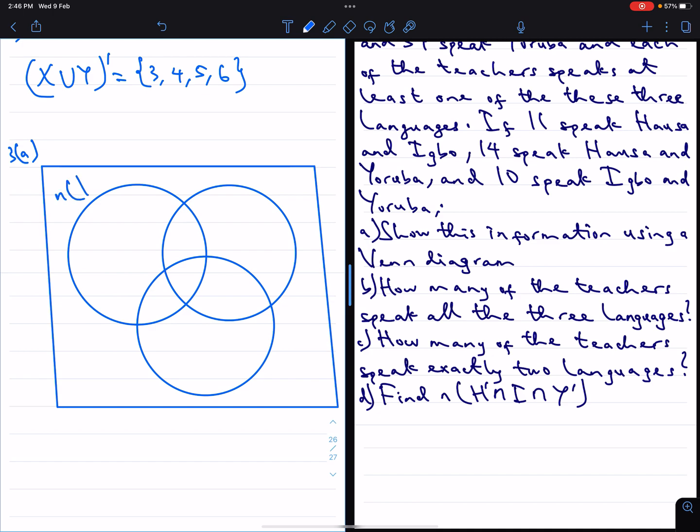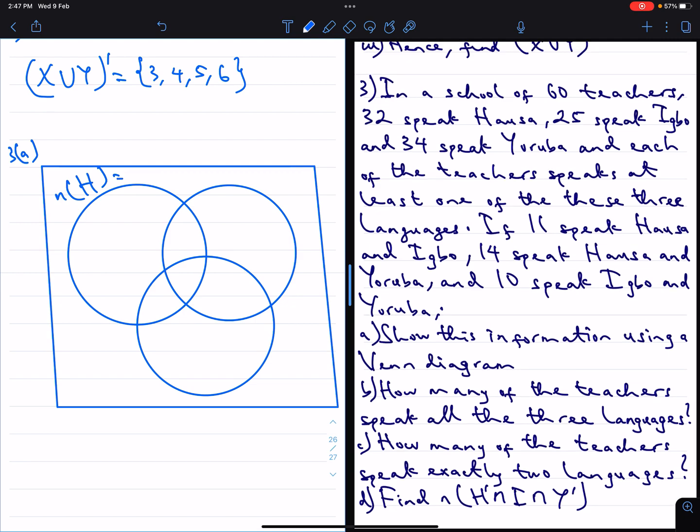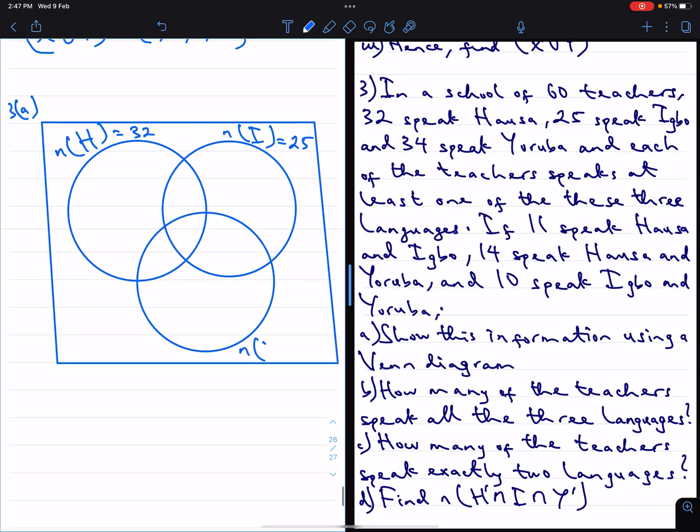The number of teachers who speak Hausa will represent the cardinality of H. That's 32. This is the set I for teachers who speak Igbo. There are 25, so the number of elements in it is 25. And this is the set Y for teachers who speak Yoruba, and there are 34. That means the cardinality of that set is 34. There's no teacher who doesn't speak at least one of the languages, so there will be nothing outside here.